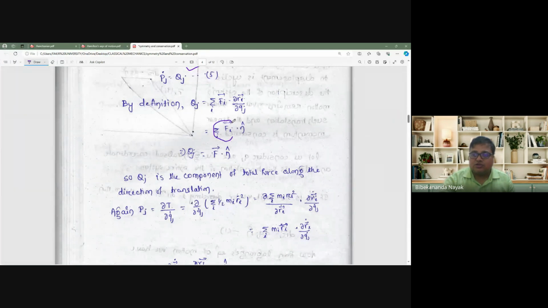Summed over i, Fi is the total force on the system, so it is F dot n cap, the component of force along the direction of motion, or along the direction of translation.